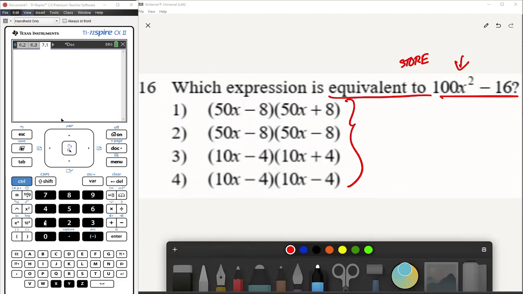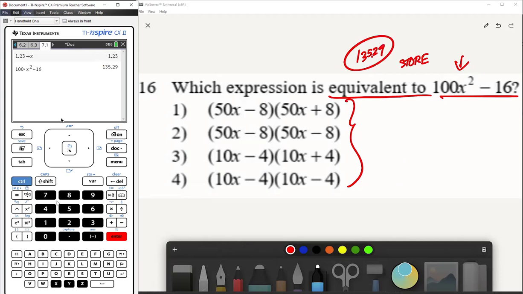So I like to use 1.23. I'm going to store that into x, and then I'm going to do 100x squared minus 16, and I'm going to get an output, and it is 135.29. So that's my target, 135.29. That's what I'm looking for. One of these should be equal to that.